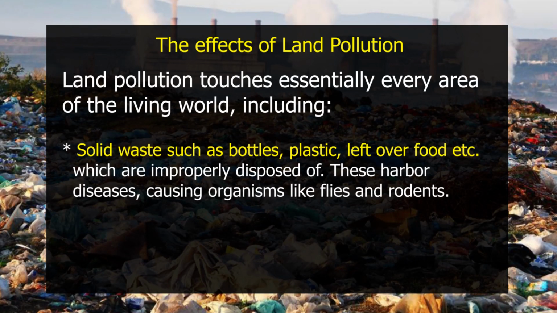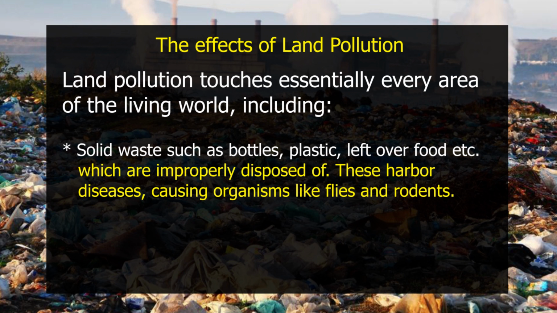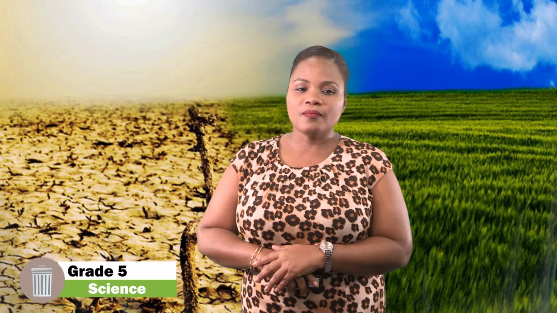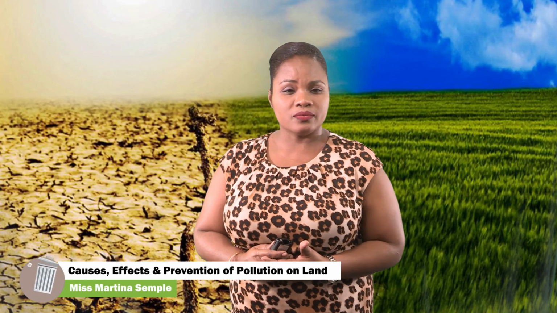Then we have solid waste such as bottles, plastics, leftover food, etc., which are improperly disposed of. It harbors disease-causing organisms like flies and rodents. You know those big rats and so on? Yes. Okay, now how can we prevent all of these bad and harmful things from happening?